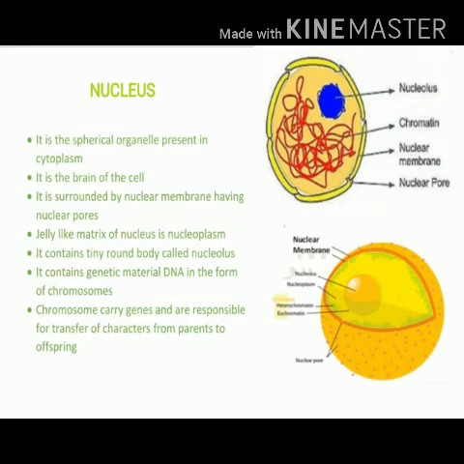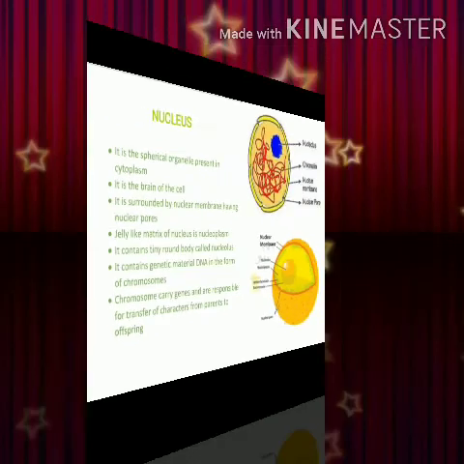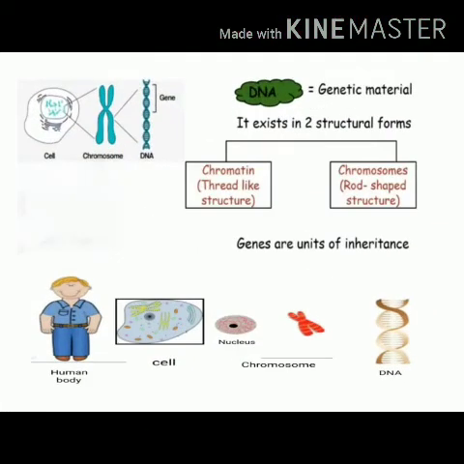In your textbook, it is mentioned that the thread-like material in the nucleus is known as chromosome. But actually they are chromatin, and during the process of reproduction, they get condensed and form the rod-shaped structure called chromosome. Remember this. But if the definition is asked as it is given in your NCERT book, you can write that the thread-like structure present in the nucleus is termed chromosome. Now students, these chromosomes carry genes. And what are genes? Genes are the unit of inheritance.